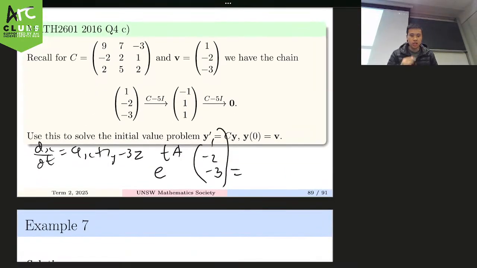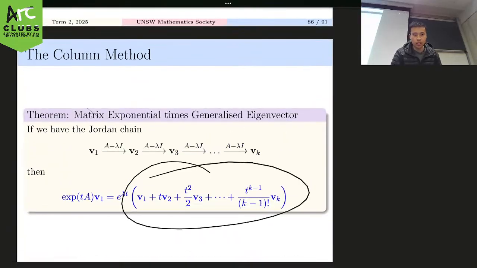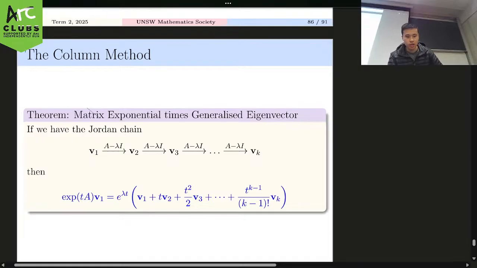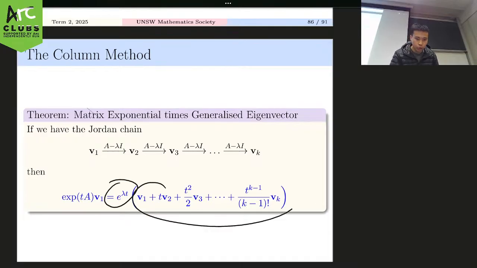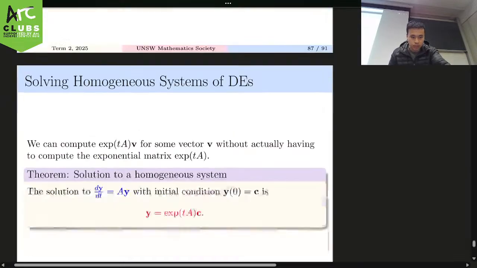So it's the exponential of this, and notice we don't even need to do any diagonalization or Jordan form, none of that. All we care about is that if we have the Jordan chain, that's all we need, because that's the whole purpose of the column method. As long as you have this thing on the outside and all your vectors on the Jordan chain, that's enough essentially.